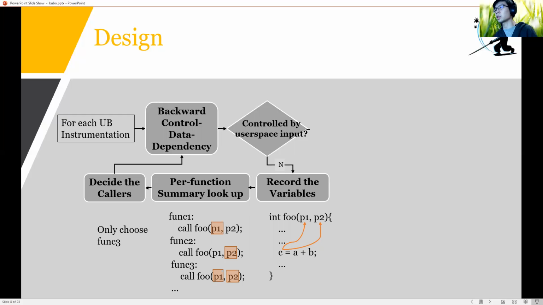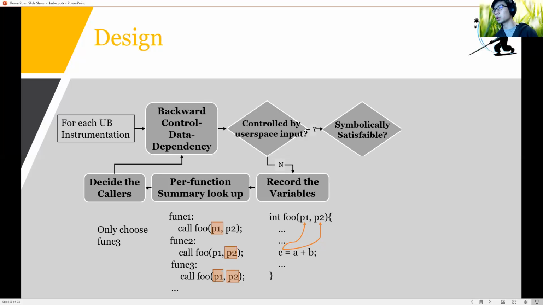After the callers are decided, we do backward slicing again until we determine that this undefined behavior is controllable by the user space input. After we know that this undefined behavior can be reached by user space input, we build a symbolic constraint based on the path we've collected during the backtracing process and invoke the SMT solver to tell us if this bug is triggerable or not.